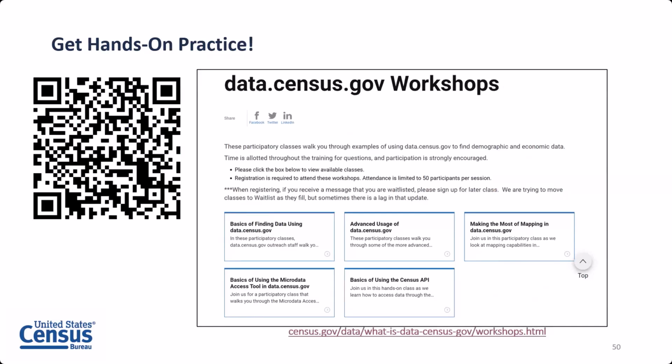So we have a basics class where I go even more in depth, as well as advanced and mapping classes for data.census.gov. So those are more hands-on, smaller training sessions that we limit the capacity to 50 participants per session. So it is much smaller, more intimate. You can definitely ask more in-depth questions and things like that. It usually runs about 2 to 2.5 hours. And then we also have classes for our microdata access tool, as well as the Census API.